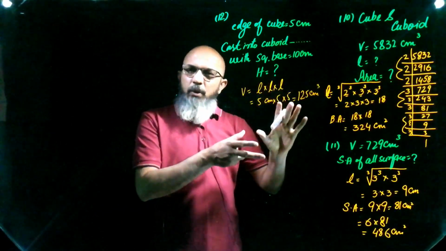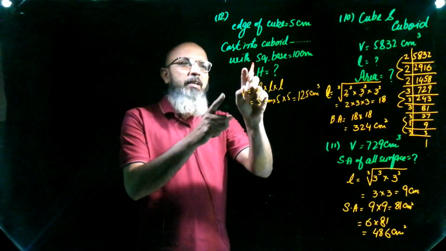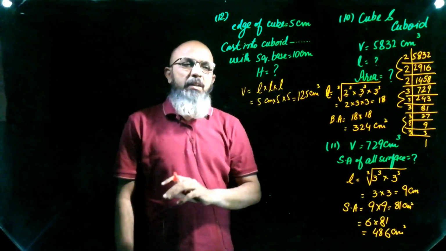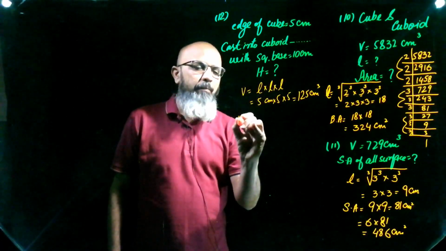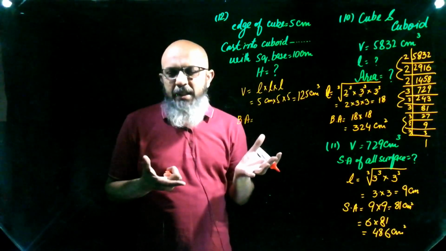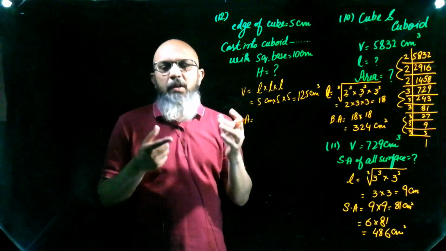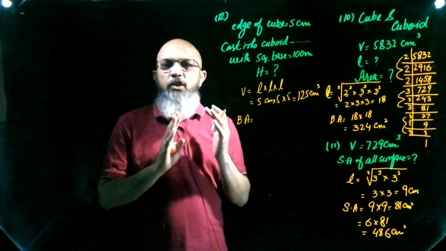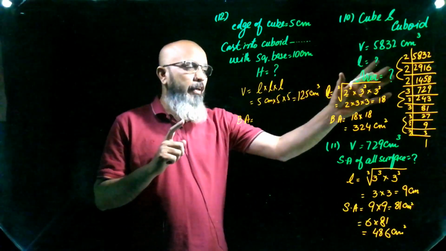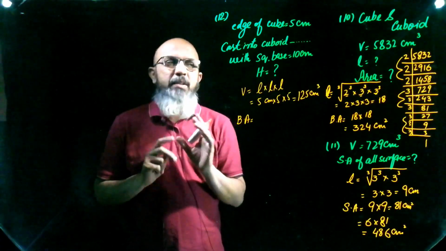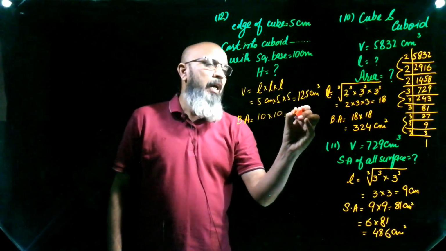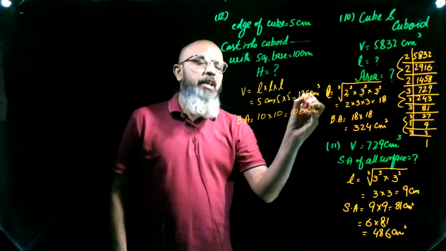Now it is converted into a cuboid with the square base of 10 centimeter. The length of the square base is 10 centimeter. So what is the base area? I know you are now very much expert at finding the base area. If one length is given to you, how? That's length into length if it is a square base. Keep this in your mind. It is a square base. In all three questions, these are square bases. So 10 into 10, that is equal to 100 centimeter square.